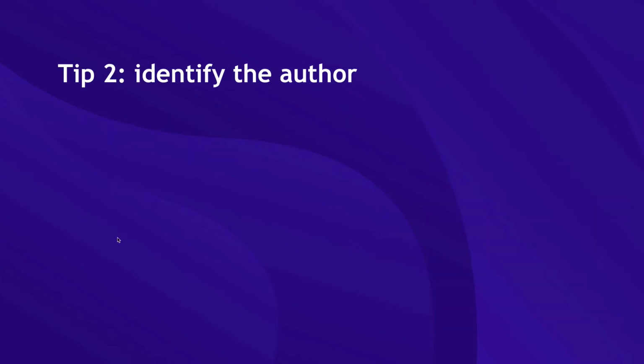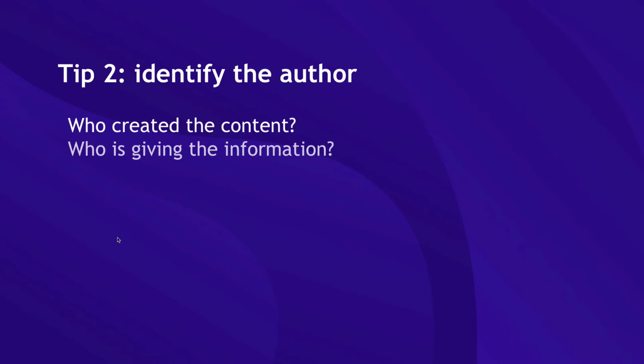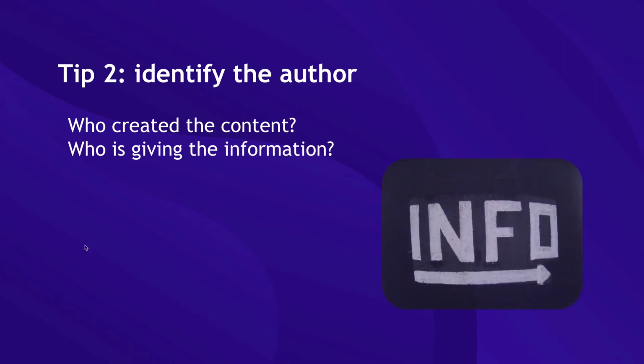So tip number 2 is to identify the author. So think about who created the content, who is giving you this information, and what are their intentions. It's always a good idea to Google an author so find out who they are and learn a little bit more about them and their views and their beliefs, as this will shape the information that they're giving to you.